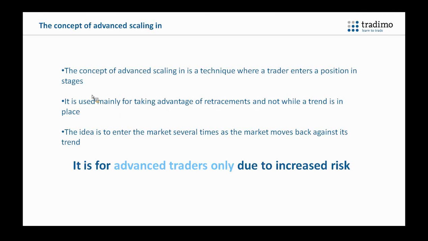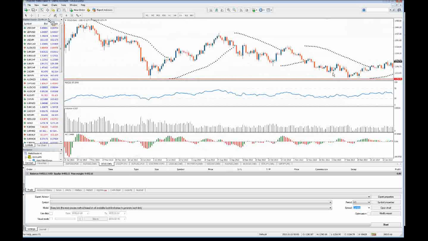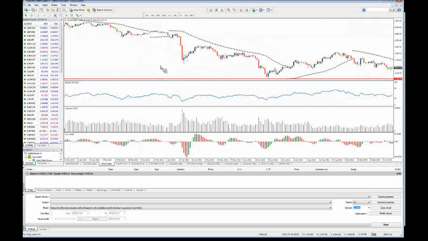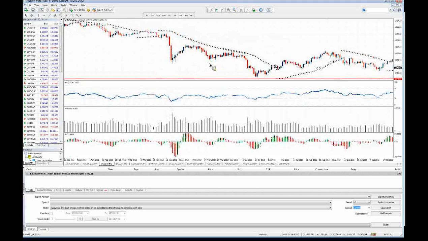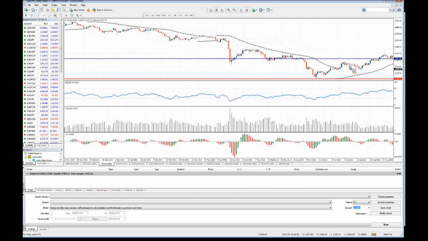Okay, and like we've talked about, there are generally two types of scaling in. We're going to focus on the one where we do not enter the trade as the market goes our way. We're actually looking to enter into a trade as the market goes the other way. For example, say that we wanted to be short gold, maybe around this point on the chart.